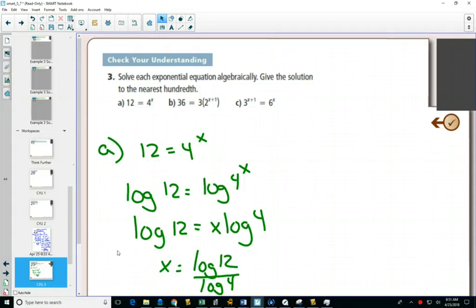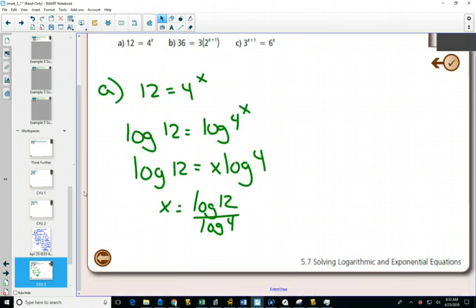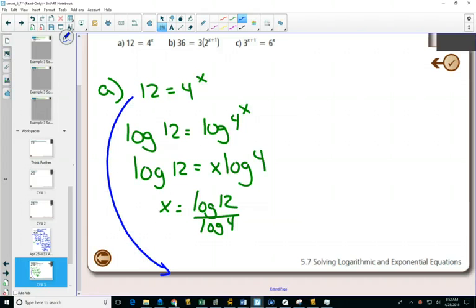Now, most of you will solve things this way, and this is great. What I want you to see in this one is that with very simplistic equations like this one, we could have, and I'll do it in blue, also used the definition of the logarithm.